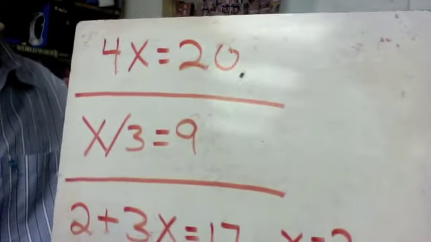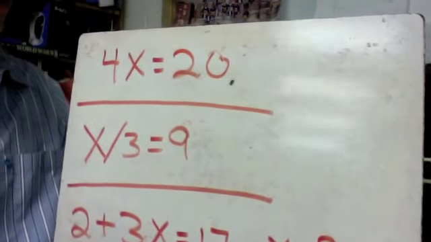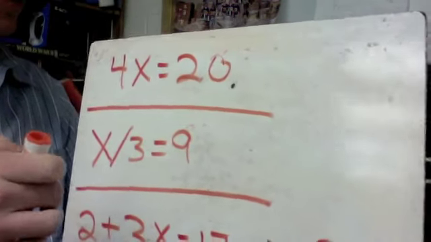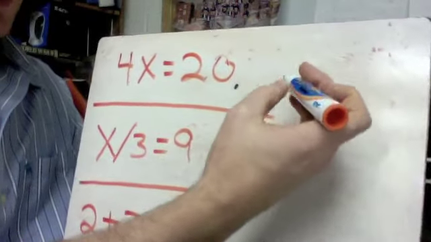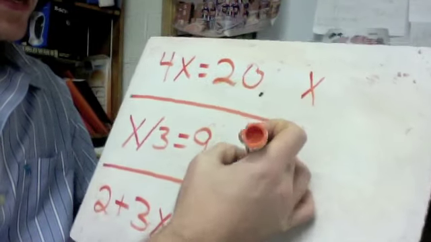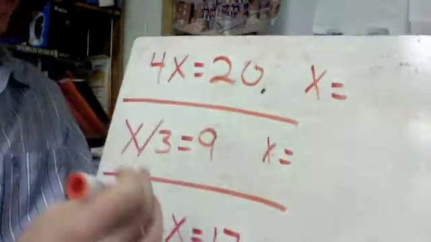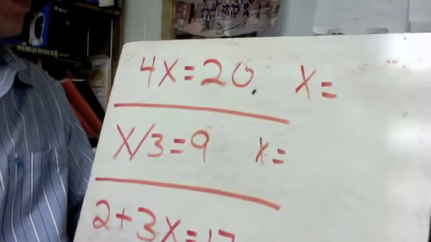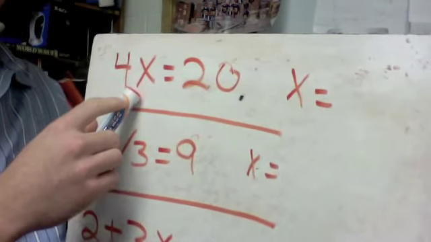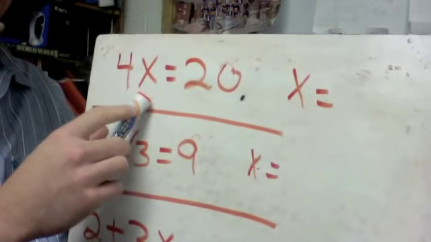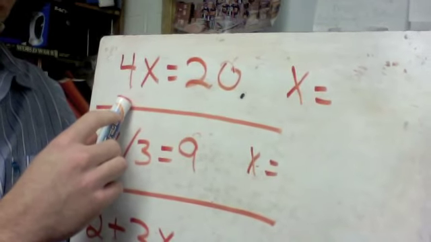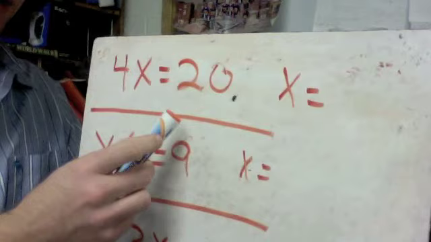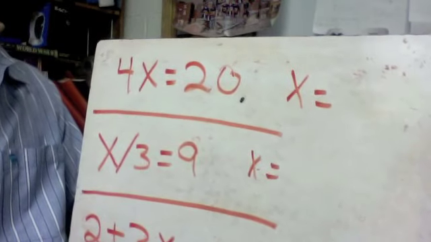The next three kind of go together, so I'll just put those on there at the same time. All we're doing in the first two is figuring out what x equals to make this number sentence true. The first one is 4 times x. Remember, a number right beside the variable or the letter is multiplication. 4 times blank is 20. You just need to figure out what that blank would be.